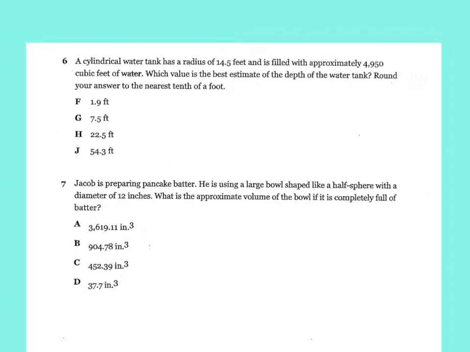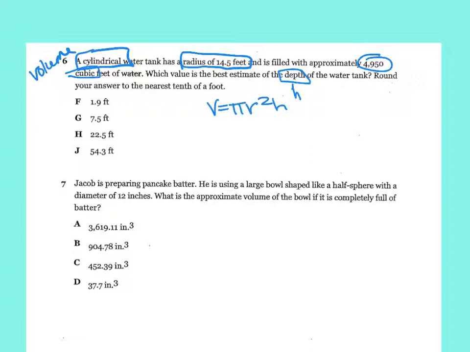Number 6, a cylindrical, there we go again, cylinder, has a radius of 14.5 feet, so they already gave us the radius, and it's filled with approximately 4,950 cubic, so that means volume, feet of water. Which value is the best estimate of the depth? That's the same thing as the height of the water tank. Round your answer to the nearest tenth of a foot. Okay, so volume equals, again, pi r squared times height. And we already know the volume, that's 4,950. We know pi. We know radius was 14.5, and we're just looking for the height, or how deep it is.